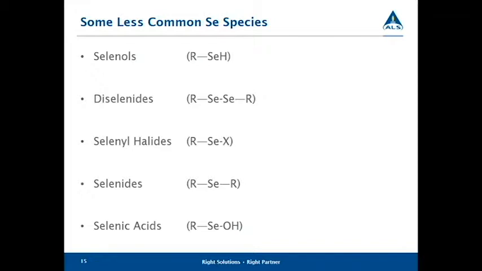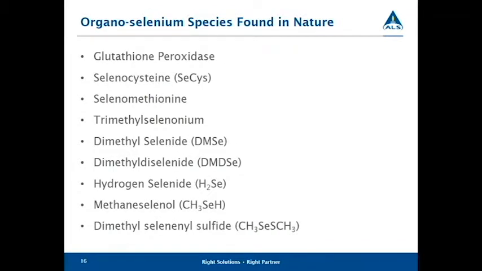Selenyl halides, again, are unstable in water, but still could form. And then we've got the selenides, which are the selenium equivalents of ethers and thioethers. They often oxidize to dimethyl selenoxides, and again can sometimes be detected as volatile selenium species in wetland treatment systems. Selenic acids occur in some selenoenzymes, such as glutathione peroxidase. So this gives you an idea of some of the less common ones. And then also we have some that are just organoselenium species that are found in nature.